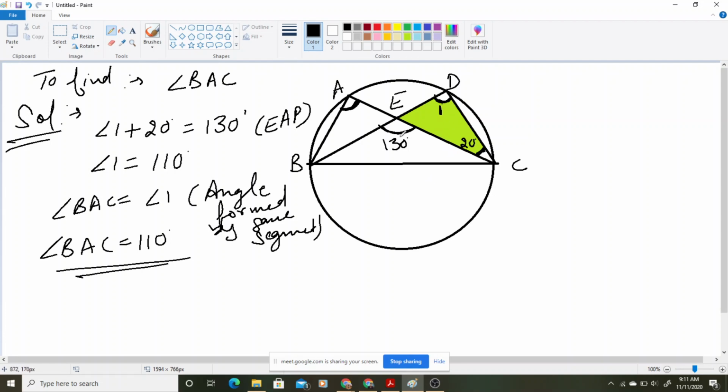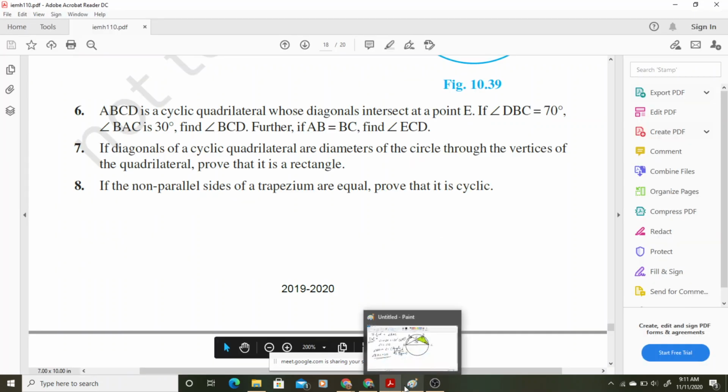See, we are using the exterior angle property to find angle 1. Then we are using the property of the circle here. Okay, so you have to remember everything. Any doubt?